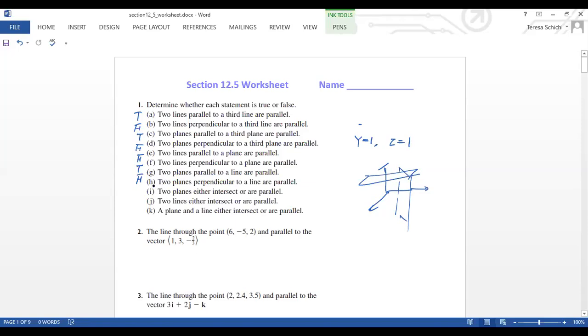Okay, part H: two planes perpendicular to a line are parallel. That's true, because we know a plane is uniquely defined by the normal vector. Part I: two planes either intersect or are parallel. That's true, there's no other way. Then J says two lines either intersect or are parallel. This is false. Why? Because we could have skew lines.